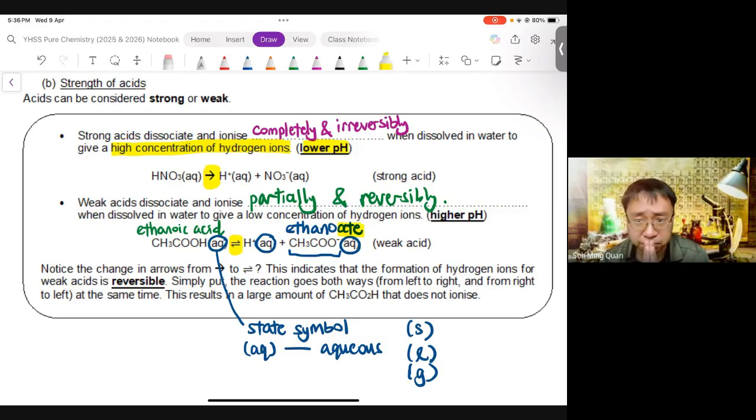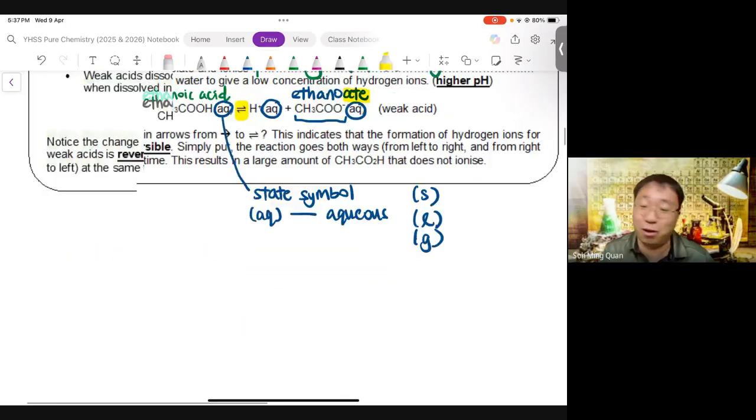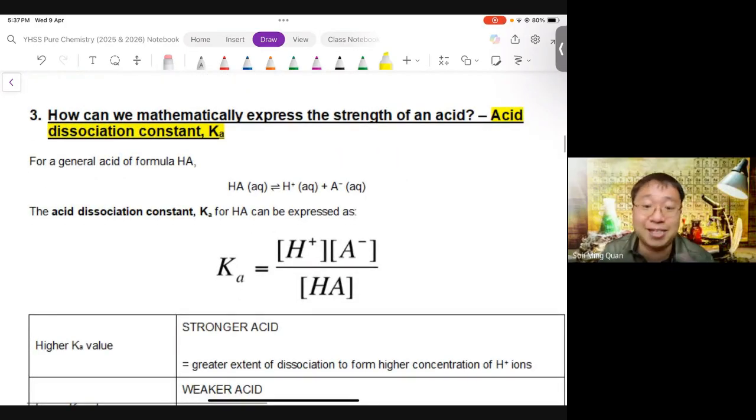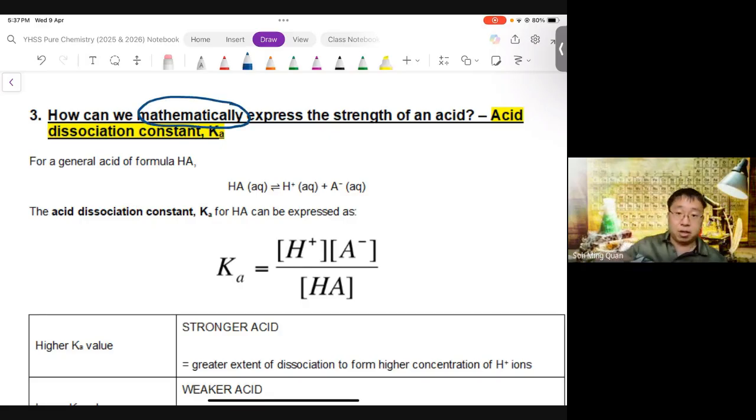All right, we're going to move on to the A-level component right now to discuss strength of acids using a mathematical manner. So let's move on to the mathematics of this. Don't worry, it's not difficult. You just need standard form. Now, how do you mathematically express the strength of an acid?